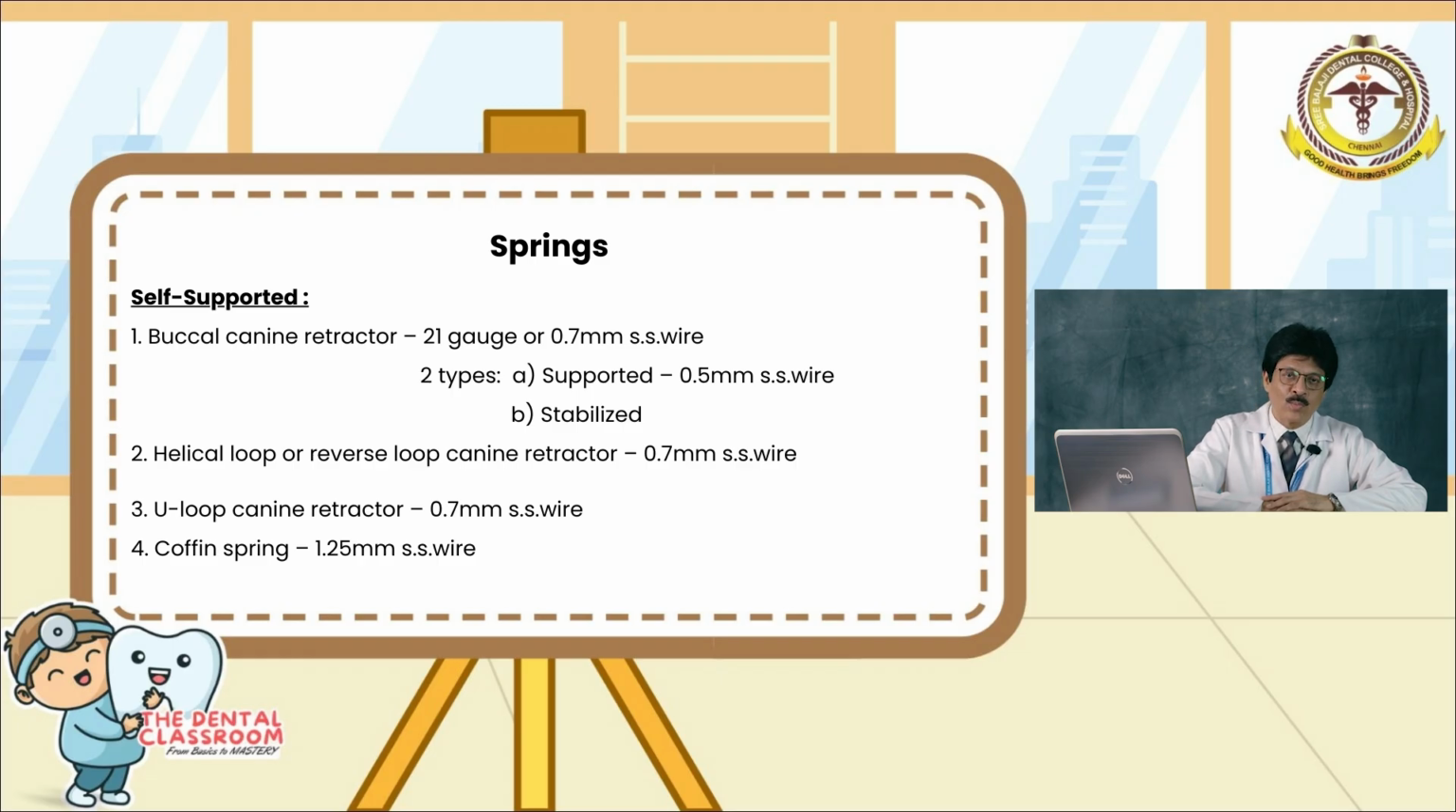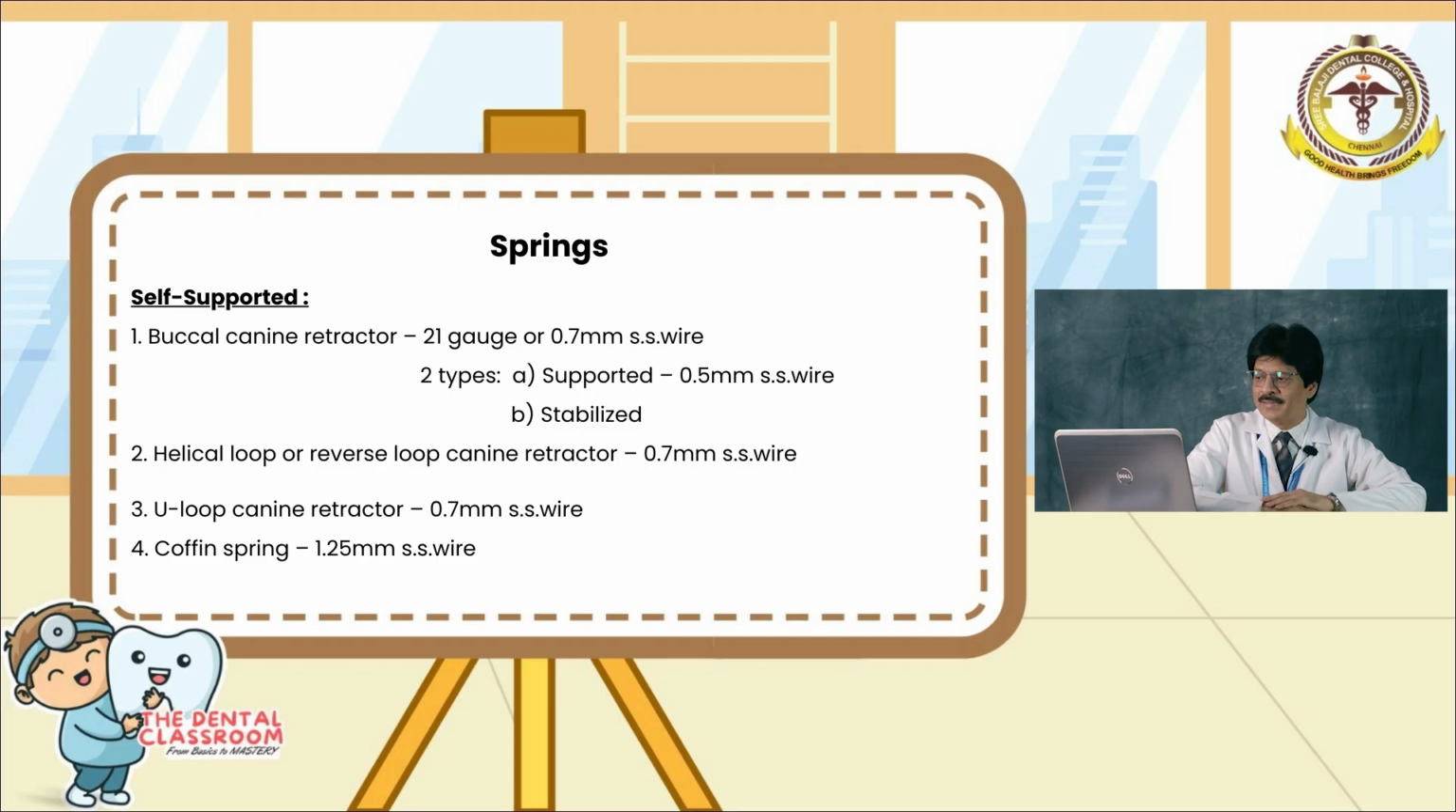In springs, we have the self-supported springs, which we call the buccal canine retractor. Well, the canine retractors too can be called springs. A self-supported buccal canine retractor is made up of 21 gauge or 0.7 millimeter stainless steel wire. The self-supported are of two types. Why are they supported? Because if it's made out of 0.5 millimeter stainless steel wire, it requires a sleeve or a tubing to support it, or it could be stabilized.